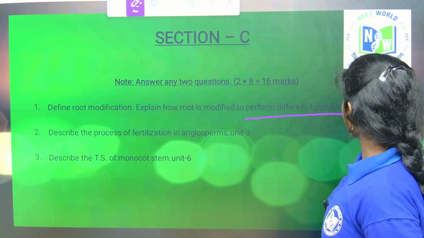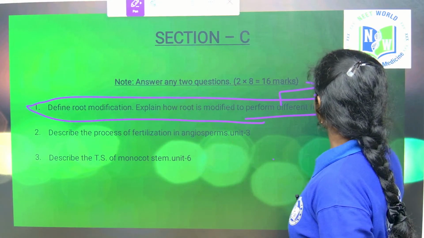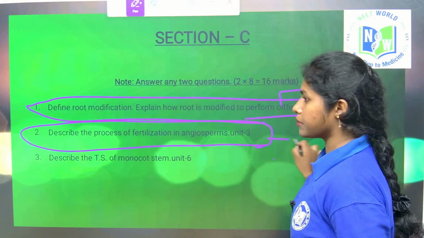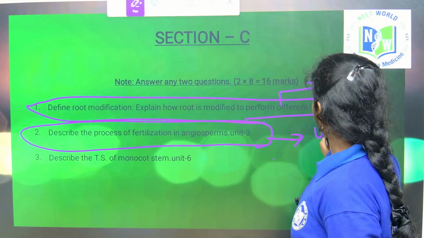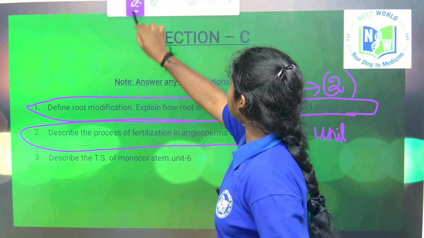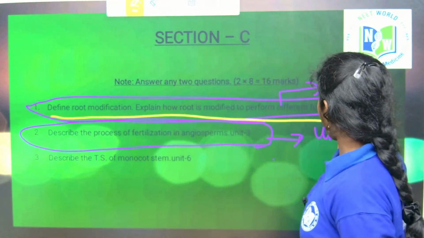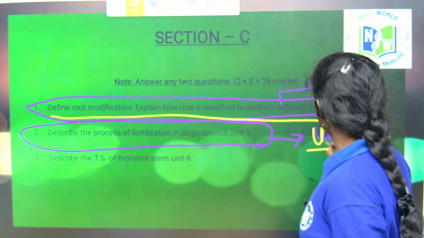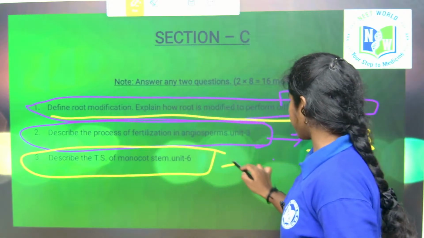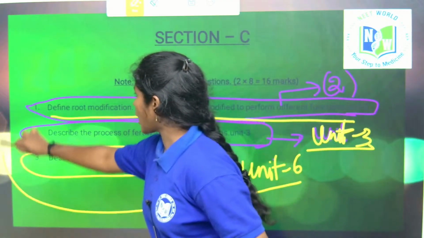Okay. The first question is from chapter 2. The second question is from unit 3. Wait, I will use another color. So this is unit 2 and this is unit 3. And this is from unit 6. These are the fixed chapters for the exam.